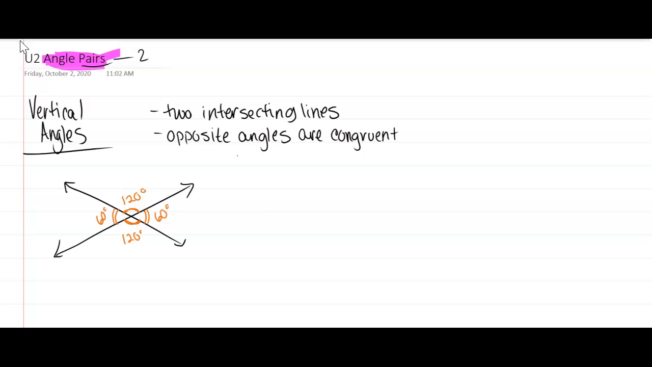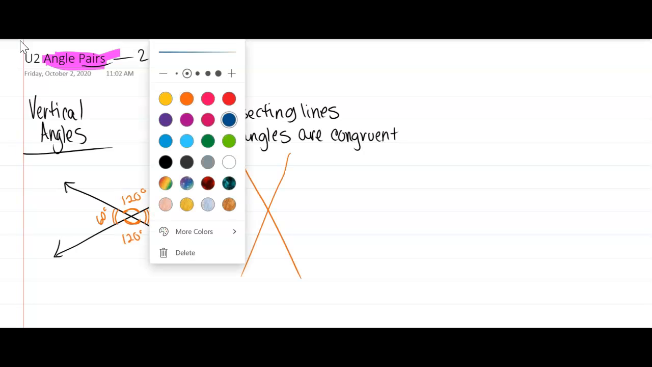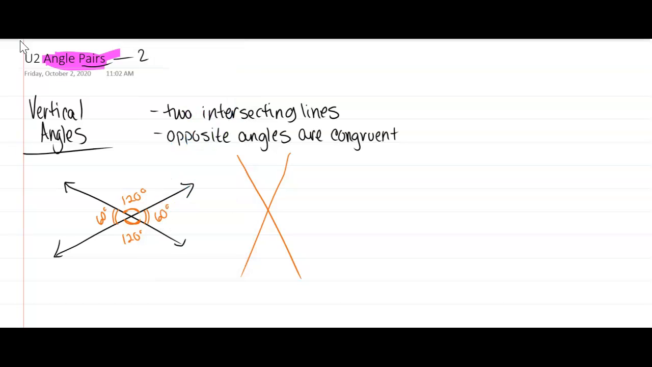Now there's a way that we could remember vertical angles. If you draw two intersecting lines, we've got the V here for vertical, and then we can put that A there. There's my A for angles. Just a fun way to identify them.